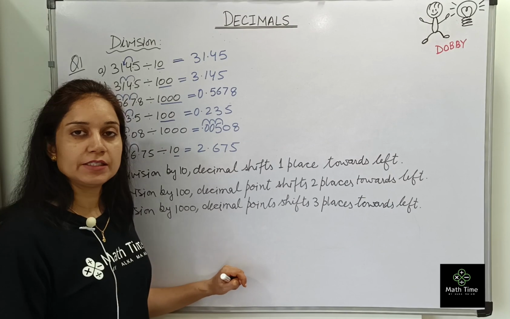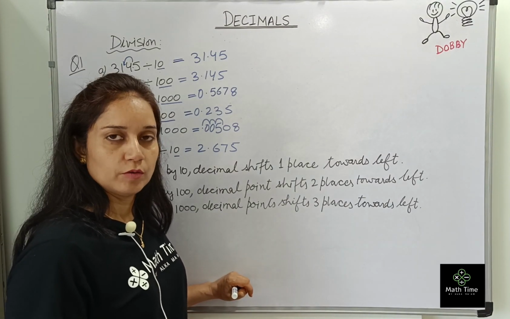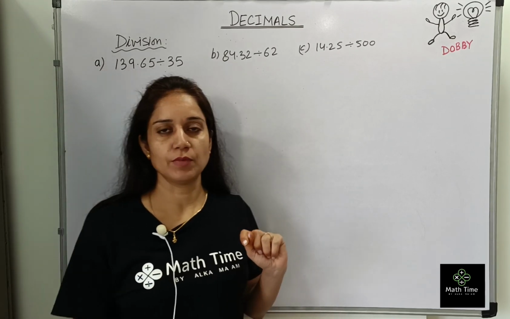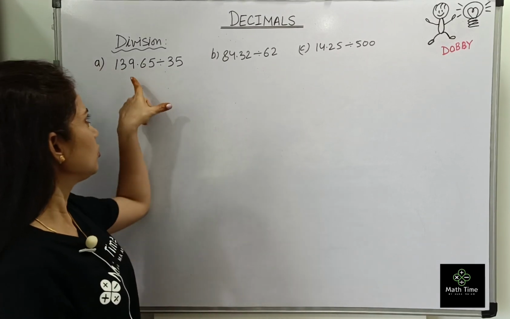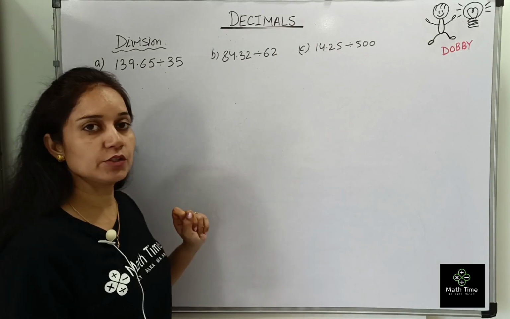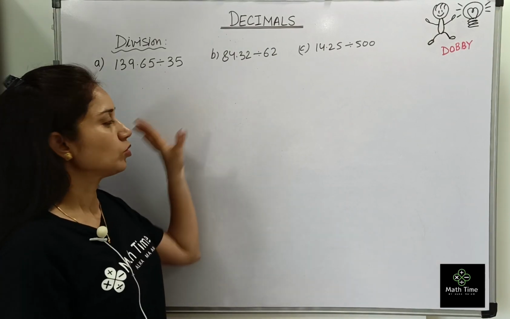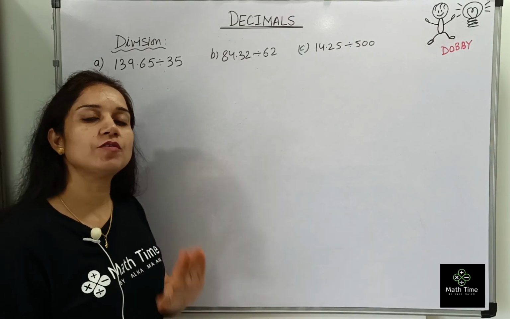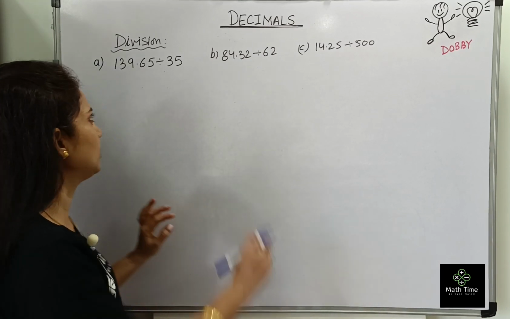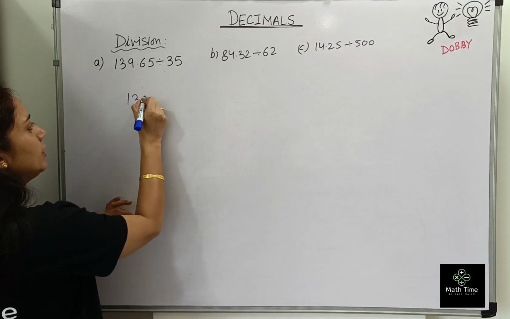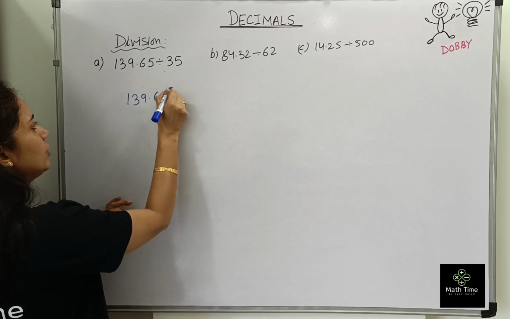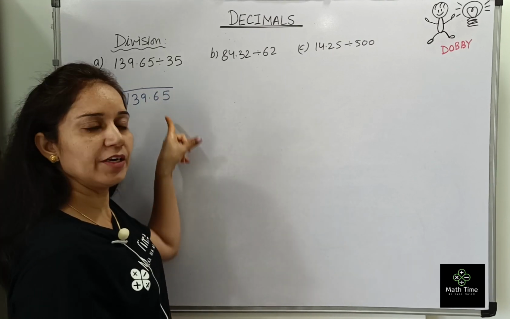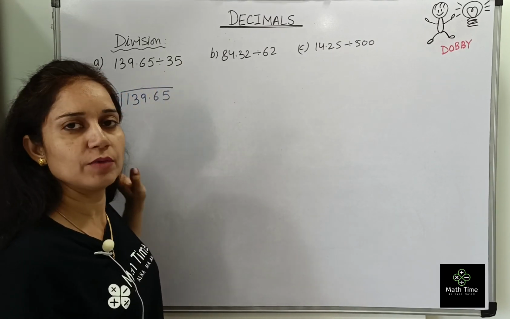Okay. Now let us see how to divide a decimal number by a whole number. First question, 139.65 divided by 35. This we have to do by long division. To start, we will first divide simply without looking at the decimal. 139.65 divided by 35. The first number is the dividend, it will come inside. The second number is the divisor, it will come outside.